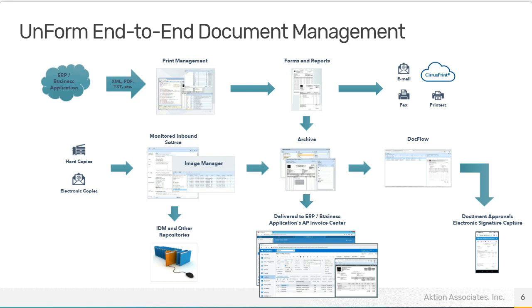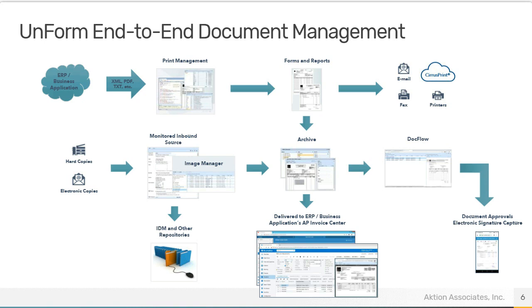And again, as documents come into the archive, we're linking them together based on common indexing information. So if they share PO numbers, invoice numbers, those kinds of things, they're automatically linked as they hit the archive, regardless of how they got there. Whether it was printed through UnForm, scanned in, or an electronic copy captured from an email, if they share common indexing information, they're linked together so that once you find one end of a transaction, it's very easy to find any of the other documents associated with it. Documents that are in the archive are then available for our DocFlow application.